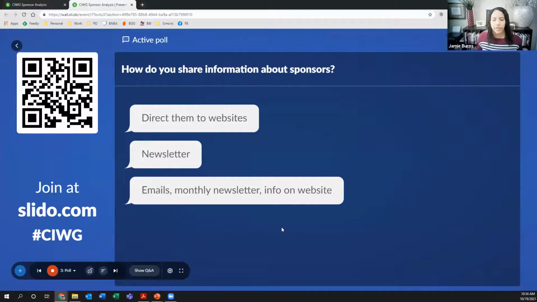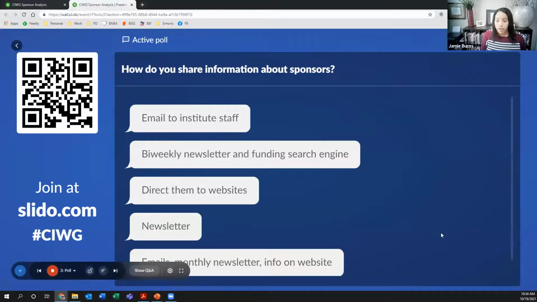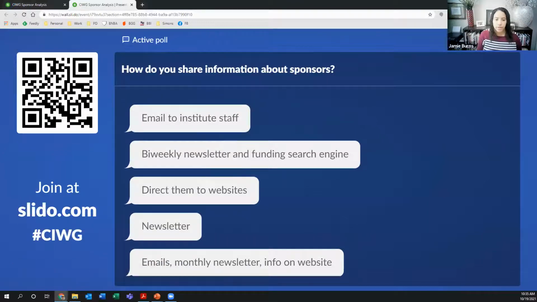I'd love to hear more, when we get to the discussion, about the newsletter side of sharing information about sponsors. We're doing a bi-weekly newsletter now on our team that really has information about sponsors. And I'd love to hear more about other practices from people who've maybe done it a bit longer.